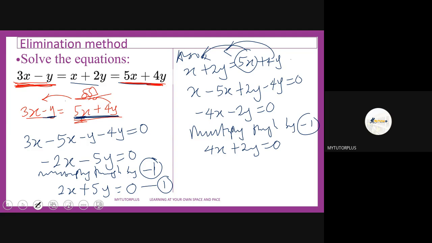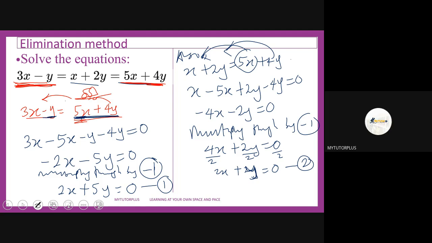Then is there a number that can divide everything through in this place? What number can divide everything through? 2. So we divide by 2, divided by 2, divided by 2. So I'm going to have this place to be 2x plus y, rather, equals to what? Equals to 0. Is that taken? Yes. And that's going to be my equation 2. Do you get?